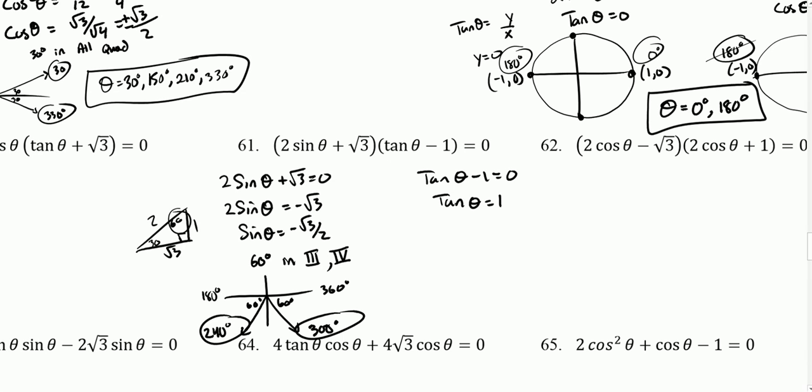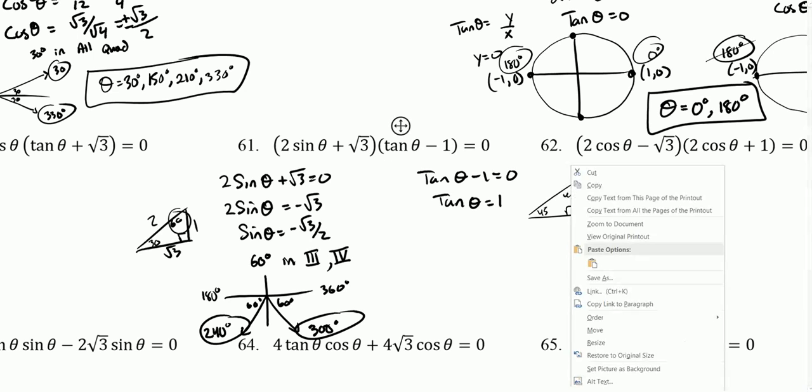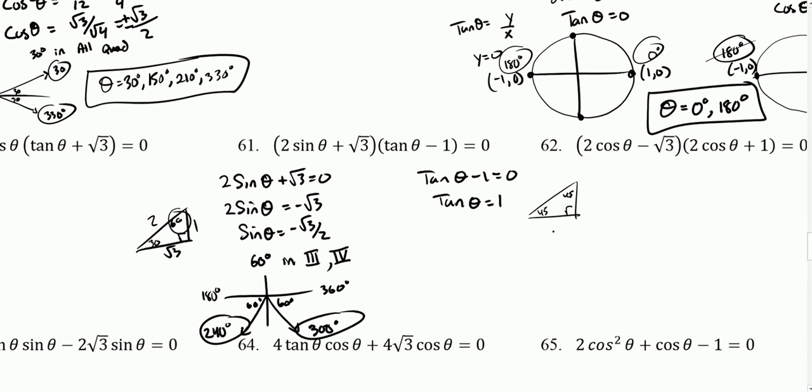Not done yet. We got the right side to do now. Tangent is equal to 1. Well, that's coming from the 45, 45, 90, because we got side lengths 1, 1, and root 2. And the tangent of 45 is 1 over 1. So we're looking at 45 in quadrants 1 and 3, because that's where tangent's positive.